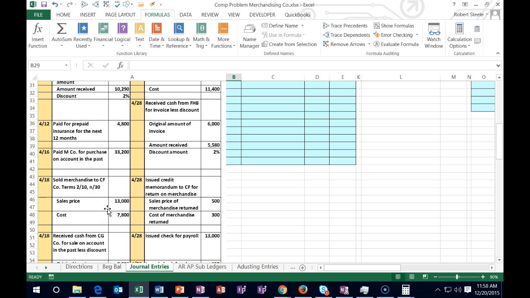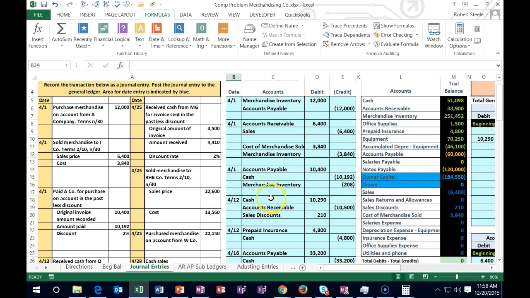We bought it for $7,800. First question, is cash affected? In this case, no, we sold it on account. That's why we have terms. Therefore, if cash is not affected, we still are going to receive something. We got a receivable. We're saying we did the work, we gave you the inventory, you owe us money, that's worth something, that's a receivable.